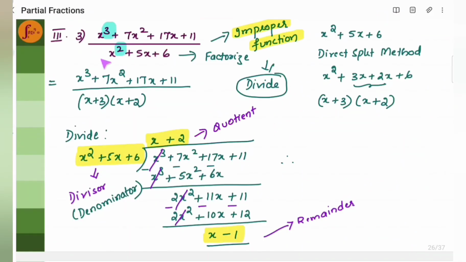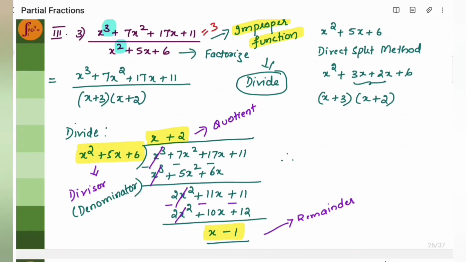Now let's take another example. Here there is x cube and the denominator has x square. What is the highest degree here? 3. The highest degree for the numerator is 3 and the highest degree for the denominator is 2. So the numerator degree is greater than the denominator degree. Therefore, this is an improper fraction, right? Now, since it's an improper fraction, we will divide.